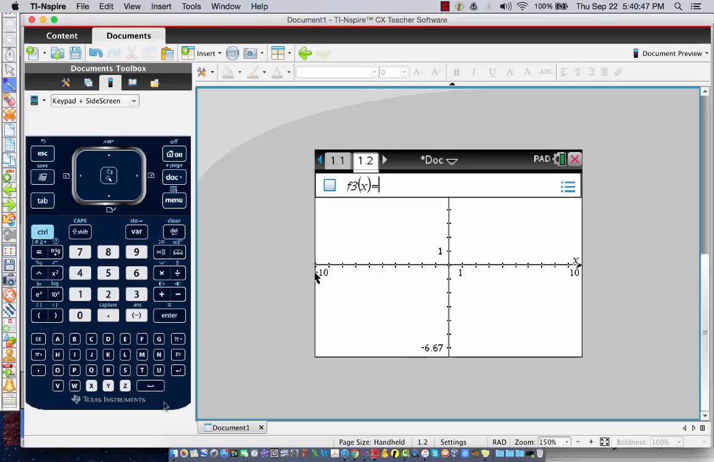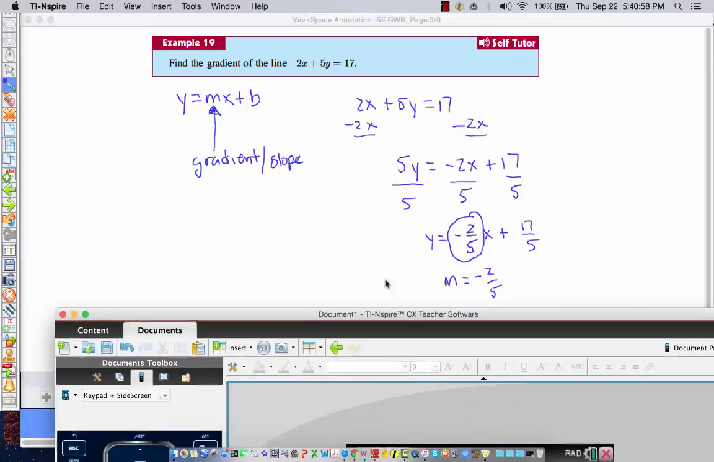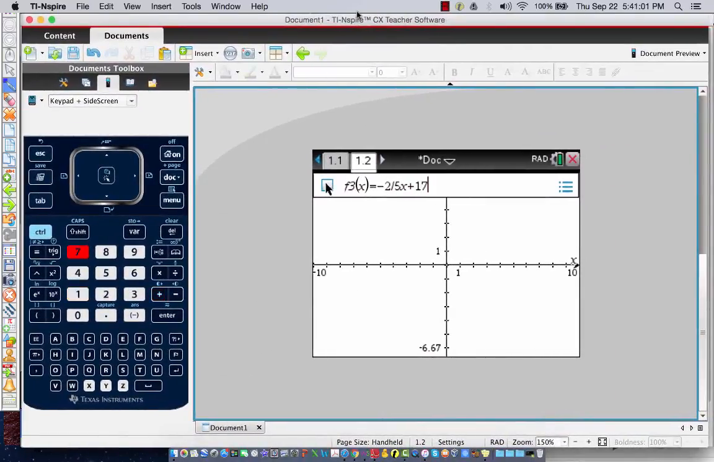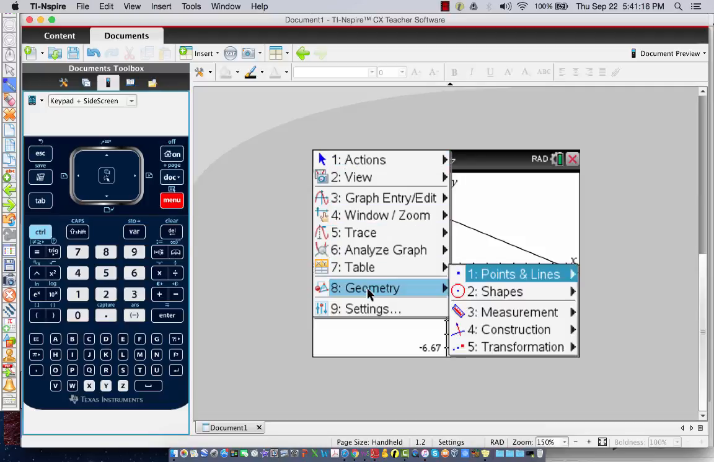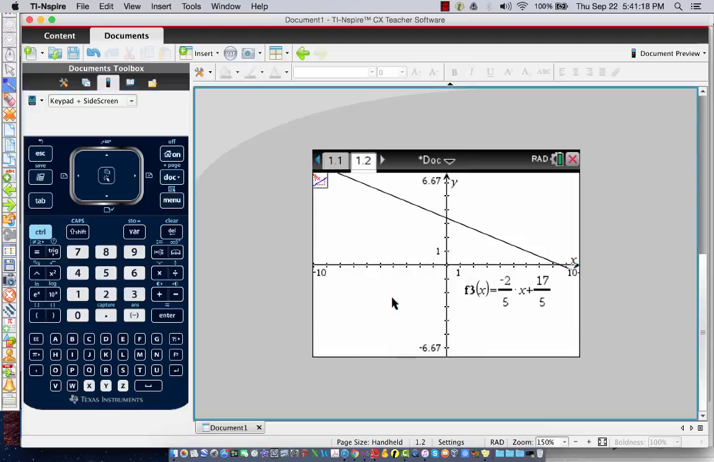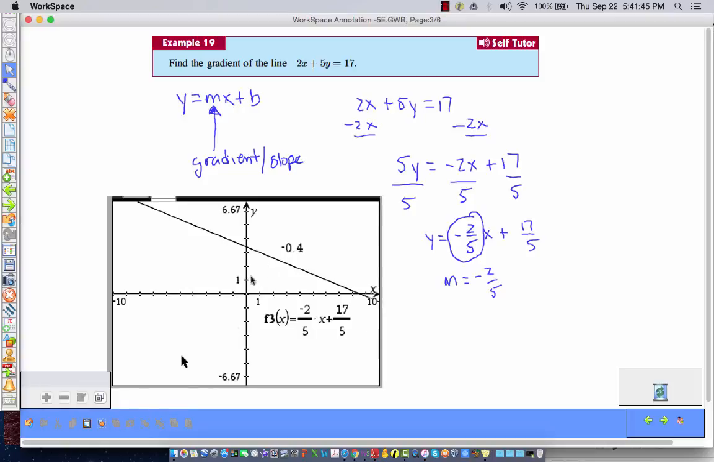So let's graph that too. So that's negative 2/5 x plus 17/5. There we go, and we'll just measure that and go to menu, geometry, measurement, slope, and I just click on the line and it gives it to me, negative 0.4, and of course negative 2/5 changed to a decimal is negative 0.4.